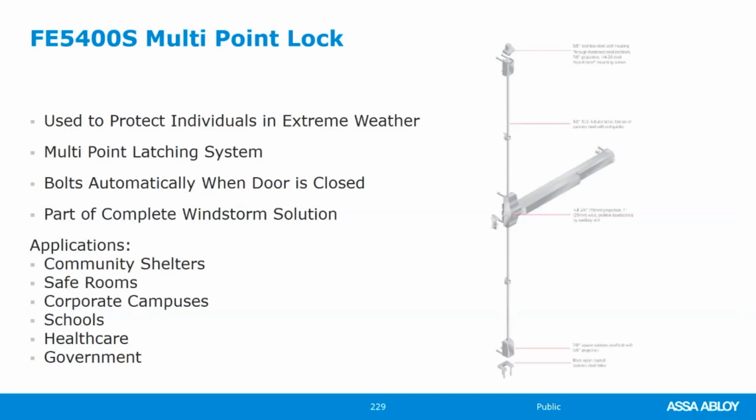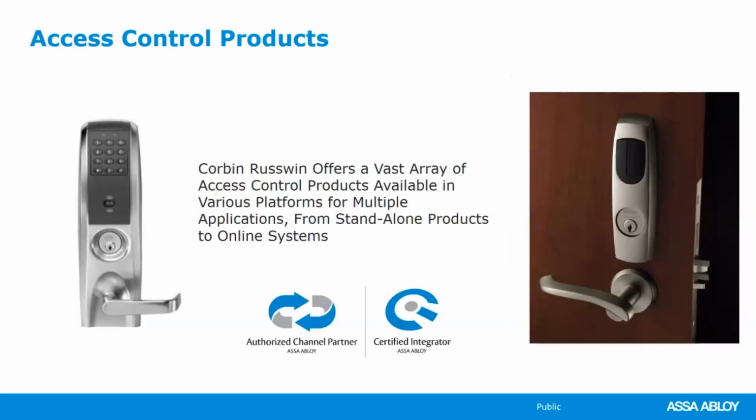So Corbin Russwin does have 4 different products. If you add the other options, there's 6 different products. And again, based on the application, based on what you need them to do, there are different products for each type of situation.